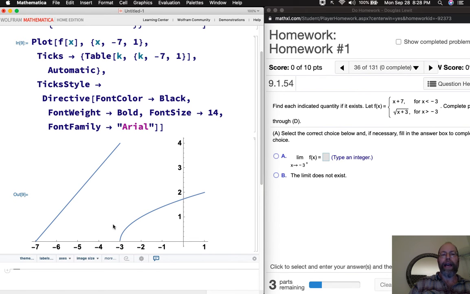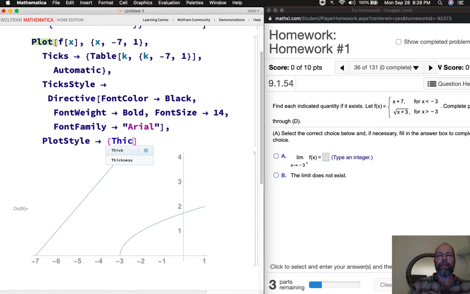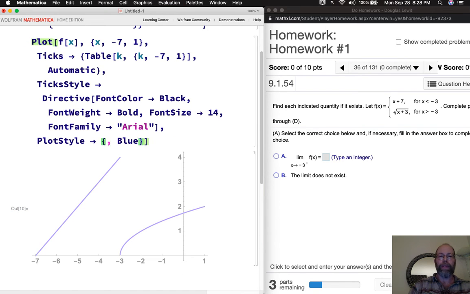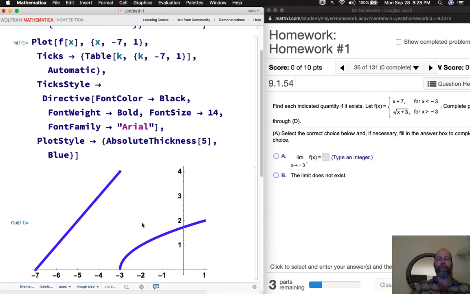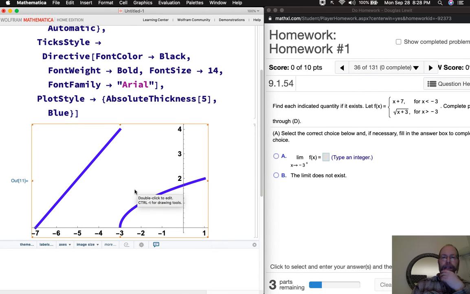And we could also add a little artistic style to these curves. We could say plot style can be thick, and how about blue? We could go a little thicker. Absolute thickness 5. Okay, terrific. That looks like a really nice picture, one that we can really analyze, okay?